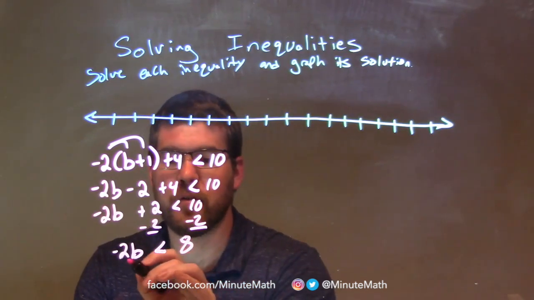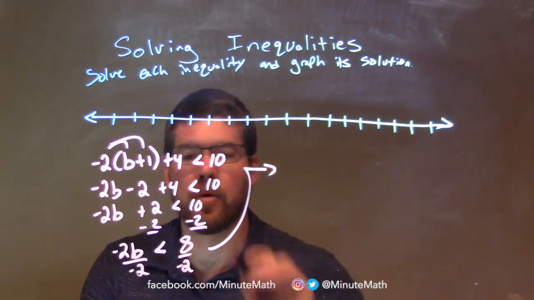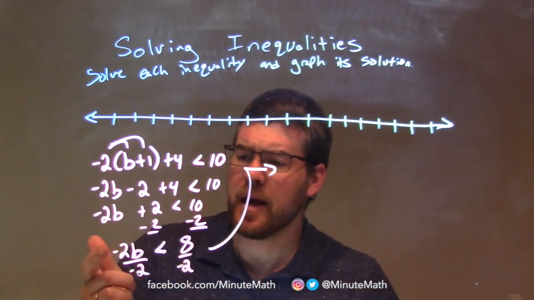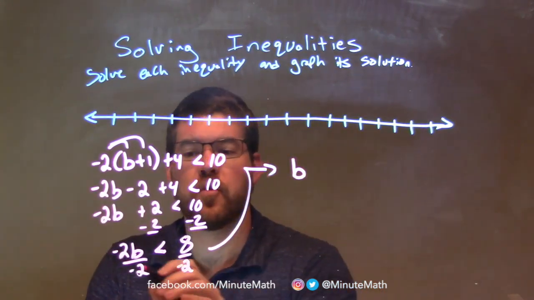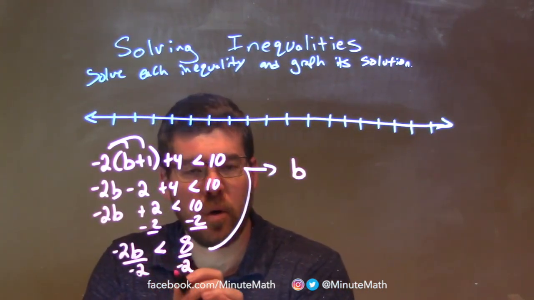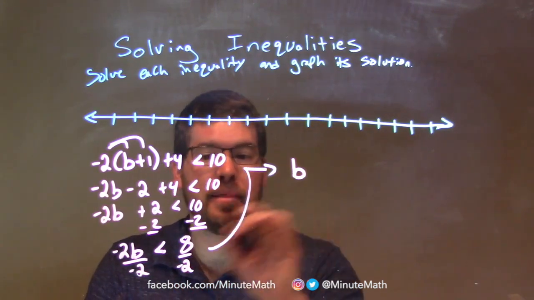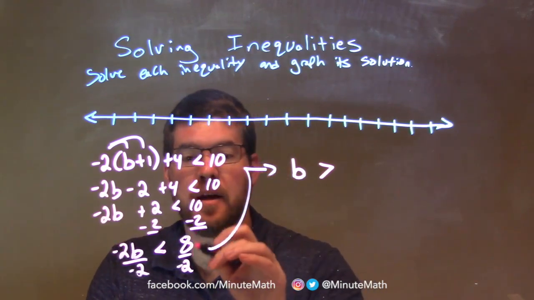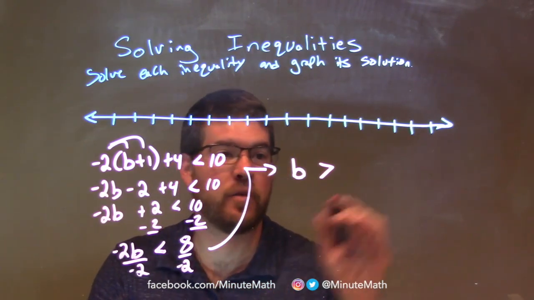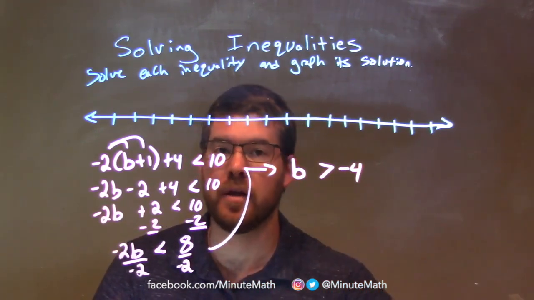So from here, I'm going to divide by -2 on both sides. -2b divided by -2 is a positive b. We're dividing the inequality by a negative number, so that less than sign flips to a greater than sign. Then 8 divided by -2 is -4. So our final answer here is just b is greater than -4.